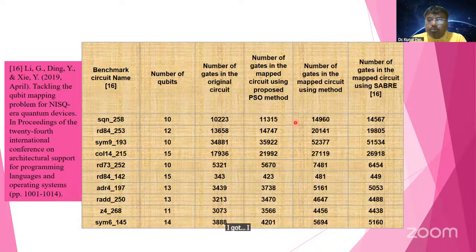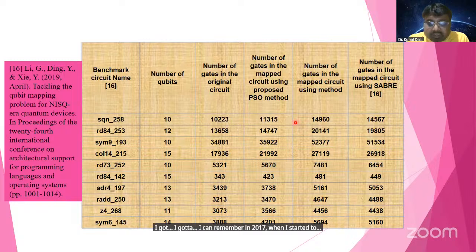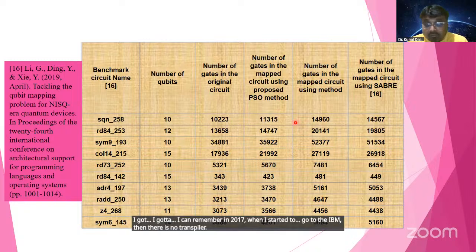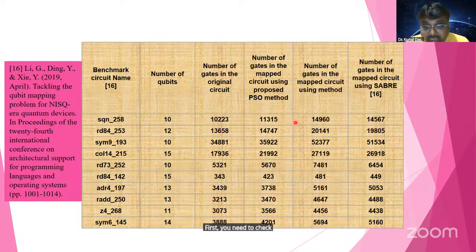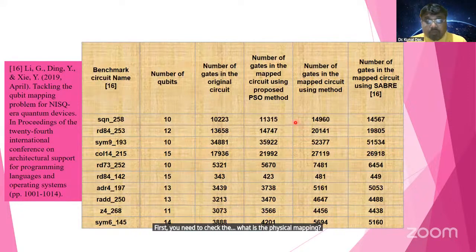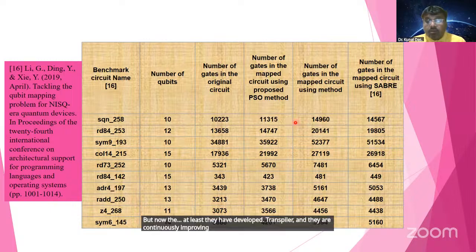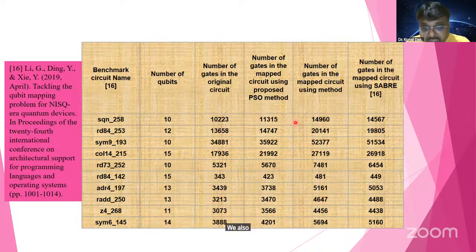I remember in 2017 when I started to code on IBM, there was no transpiler. First, you needed to check what the physical mapping was, and according to the physical mapping, you needed to code your program. But now at least they have developed a transpiler, and they are continuously improving it. We are also working on the transpiler.